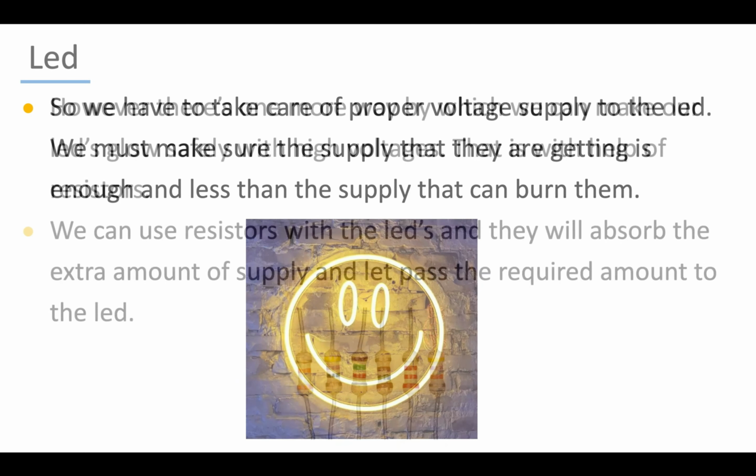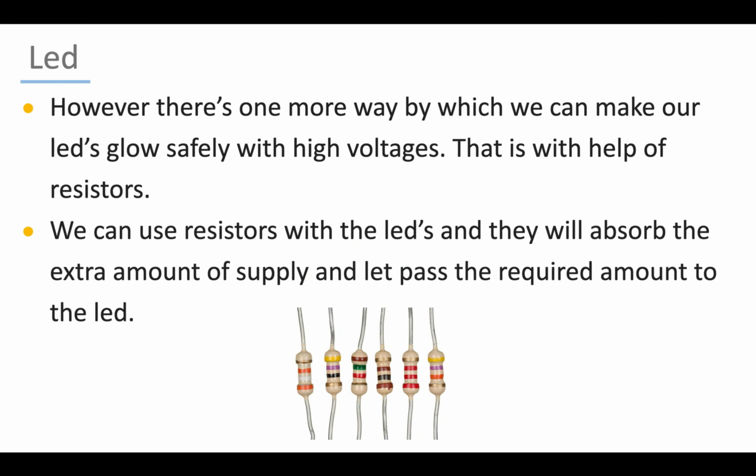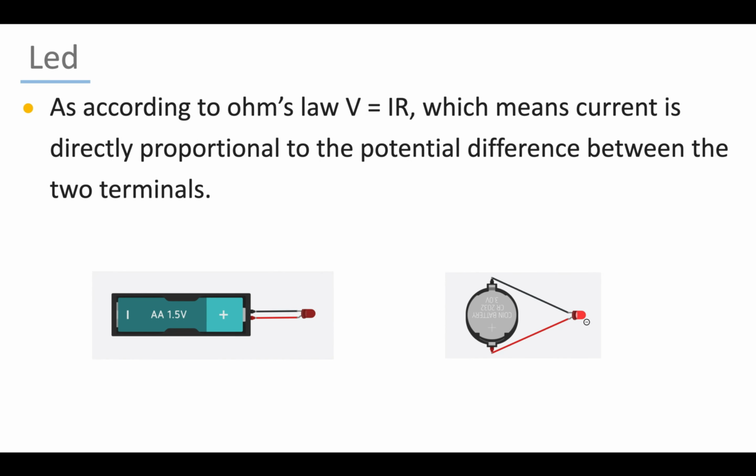However, there is one more way by which we can make our LEDs glow safely with high voltages. That is with the help of resistors. We can use resistors with the LEDs and they will absorb the extra amount of supply and let pass the required amount to the LED. According to Ohm's law, V is equal to IR, where V is the voltage, I is the current and R is the resistance, which means current is directly proportional to the potential difference between the two terminals.